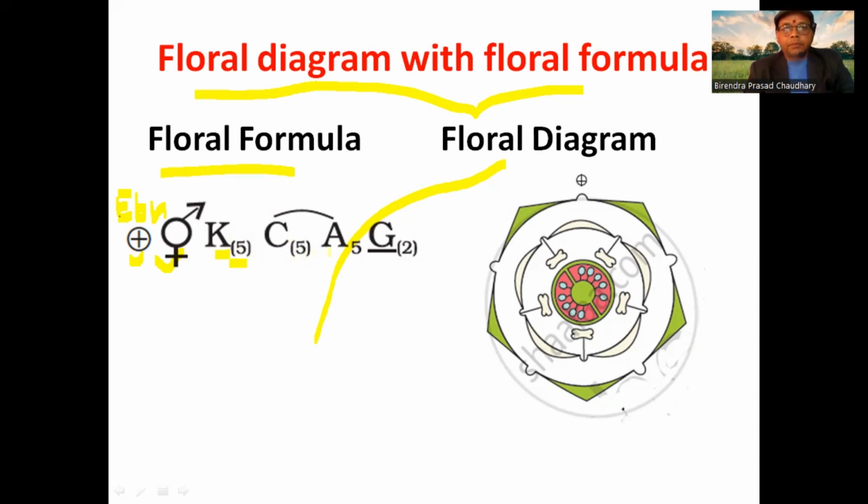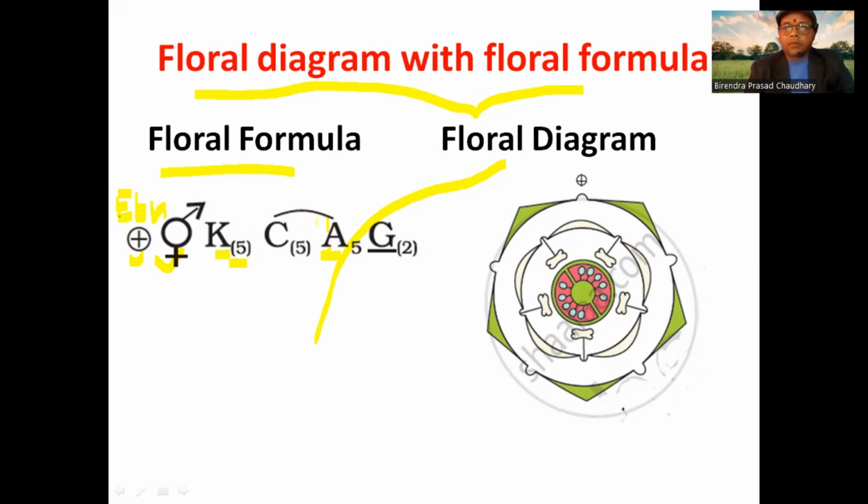Then androecium contains 5 stamens. And the 5 stamens are polyandrous, meaning they are not connected to each other, but they are fused to the petals of the corolla, which is also called epipetalous. So when the stamens are connected to the petals of the corolla, this type of symbol you have to give.